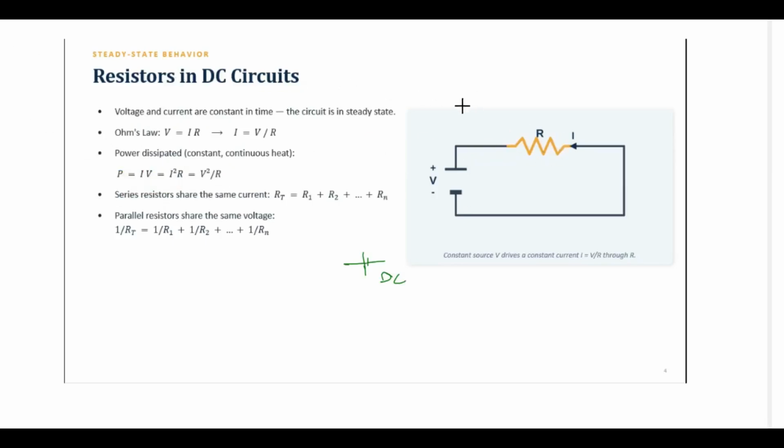So for a DC circuit, like we have seen, power P is equal to I squared R, or P is equal to V squared over R, or P is equal to IV. This power remains constant because the current and the voltage remain constant. The series combination is given by a summation of all the resistance values, while the parallel combination is given by a summation of all the reciprocals of the resistance values. So the way you get a total resistance for series and parallel combinations is as we have seen so far.